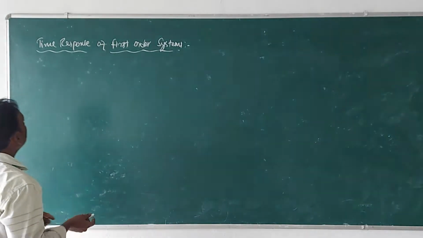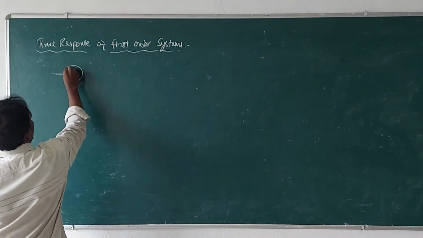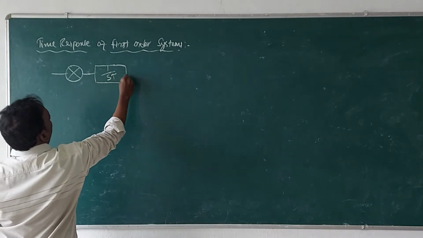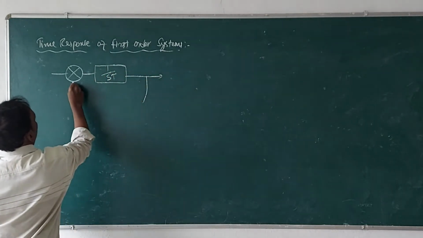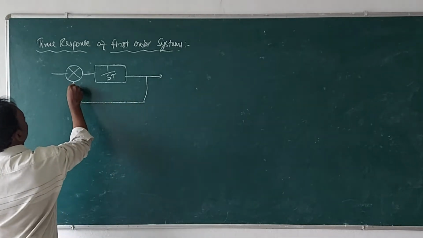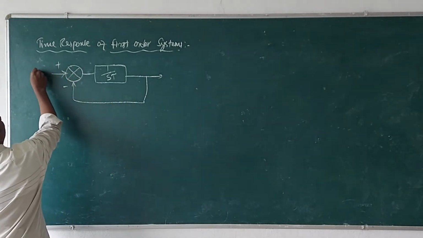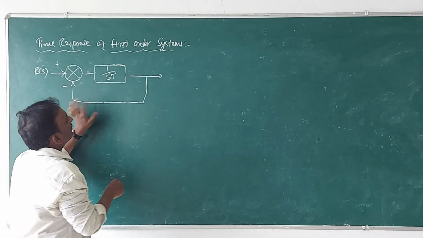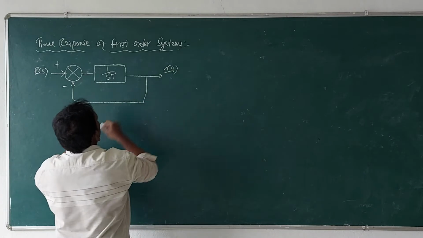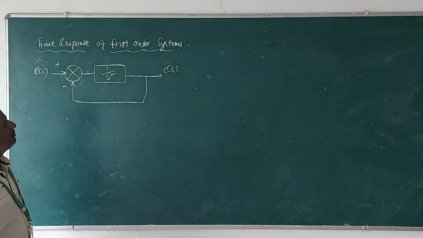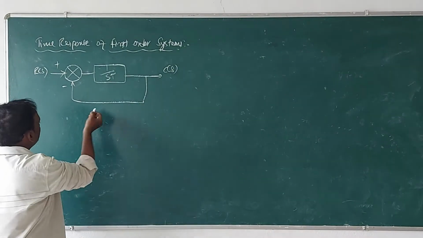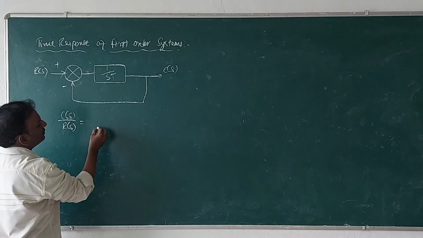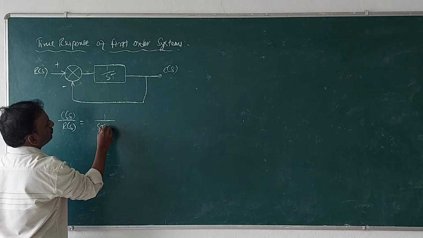So let us see here, this first order system is represented like this. Here I have taken it as a negative feedback system, a unity negative feedback system, and this is the output. The H of s is 1. So for this, what is the transfer function? C of s by R of s is equal to 1 by s tau plus 1.